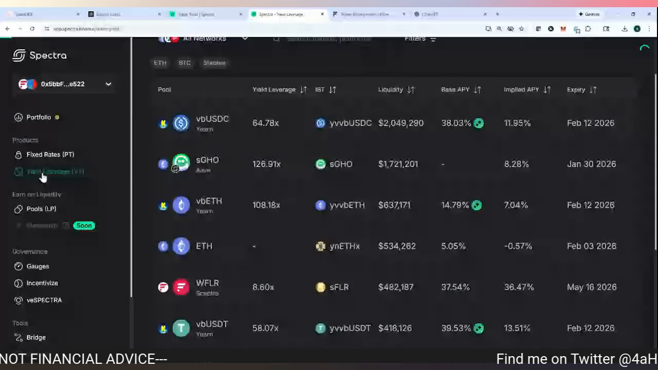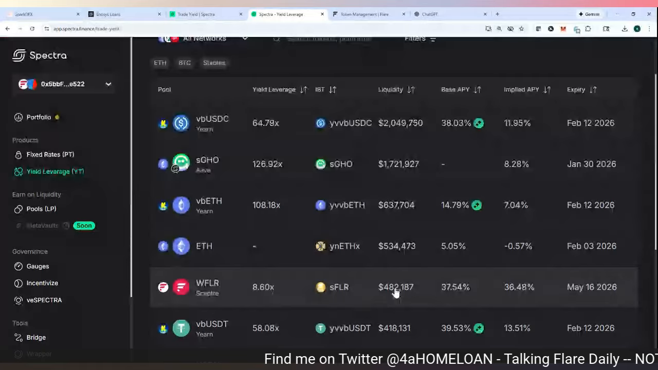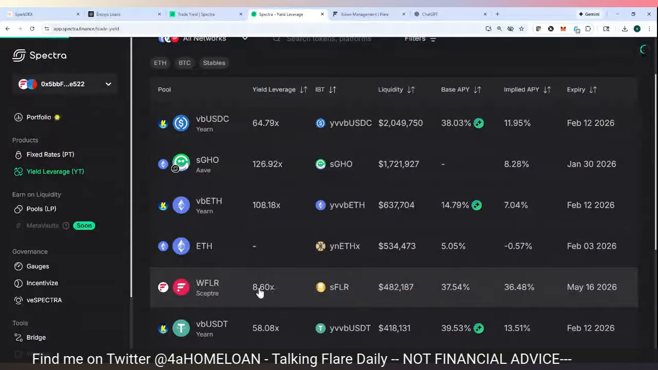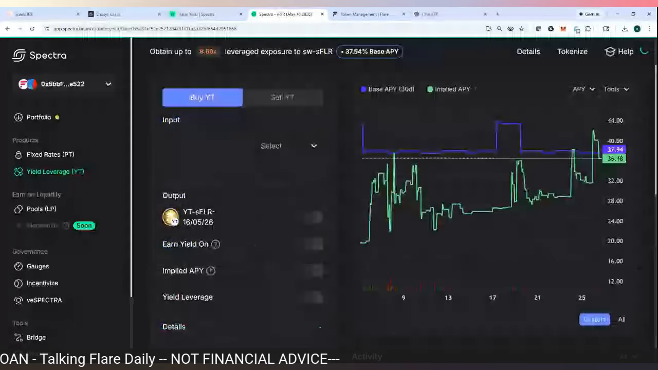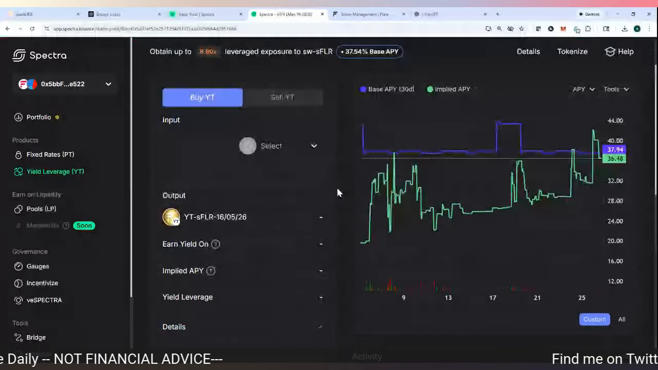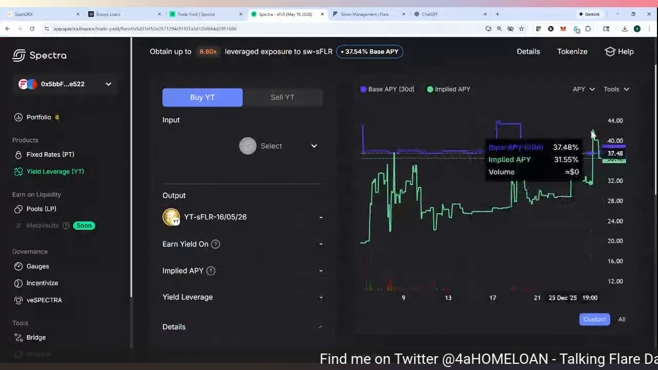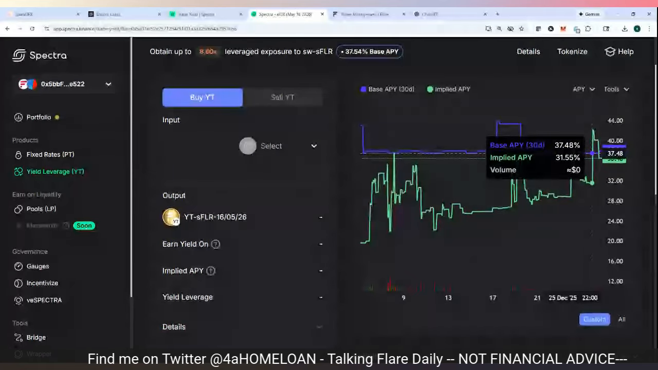So the yield leverage, find Flare. Right now, it's 36.48 is the implied yield. So click on that. It's going to bring us to this screen. Okay, you can see here there's the base yield and here's the implied yield. So right here is a perfect example. The base yield and implied yield.